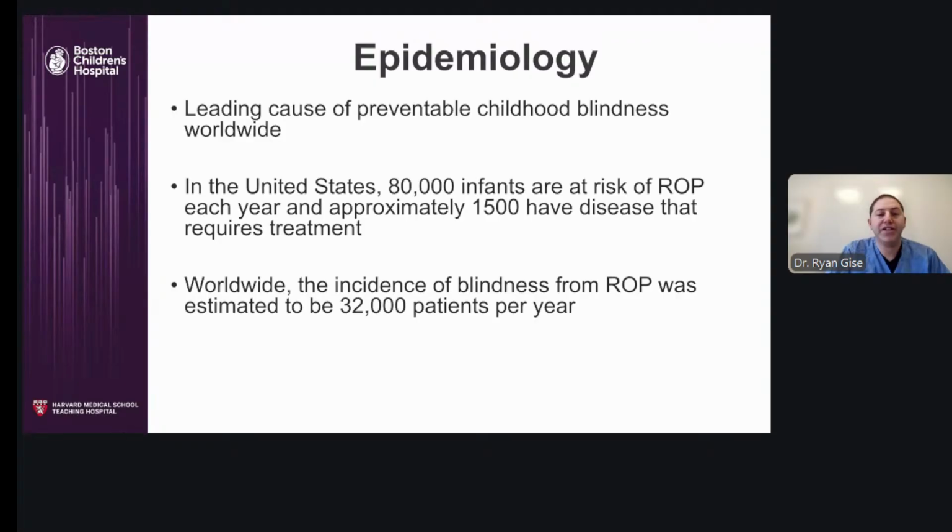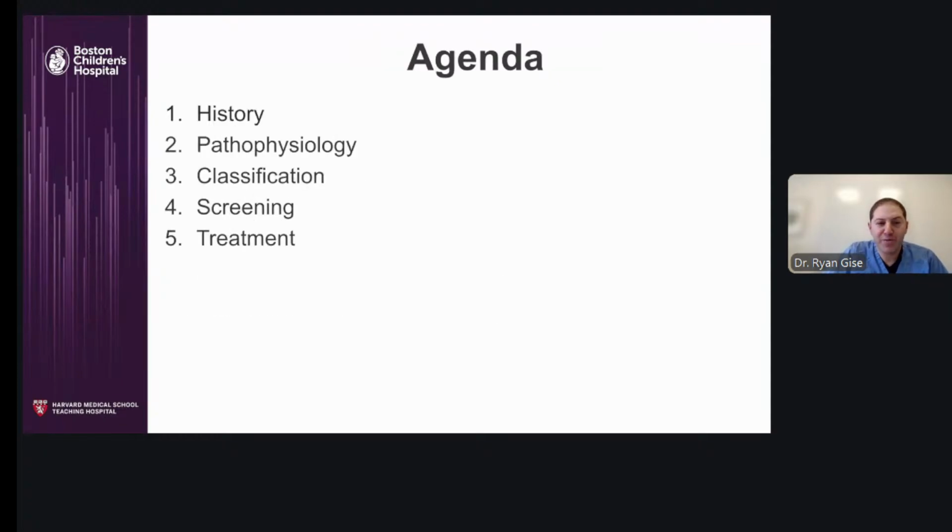The epidemiology is that it's the leading cause of preventable childhood blindness worldwide. In the United States, 80,000 infants are at risk of ROP each year, and approximately 1,500 have disease with treatment-warranted retinopathy of prematurity. Worldwide, the incidence of blindness from ROP has been estimated to be about 32,000 patients per year. So here's our agenda. We're going to talk a little bit about the history, a little bit about the pathophysiology, classification, screening, and finally treatment, with some updates for 2026.